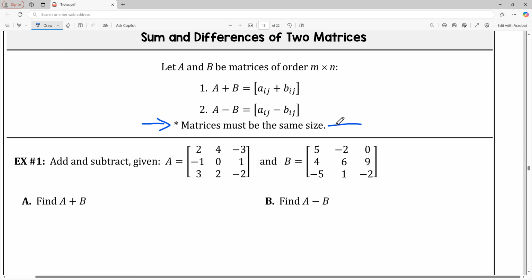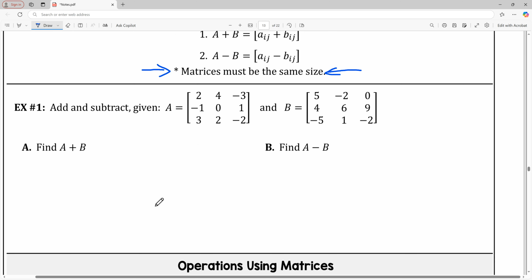Matrices must be the same size in order for you to add or subtract them. They must be the same size. No ifs, ands, or buts about it. They must be the same size. So, to add or subtract them actually works just as nice as you want them to.